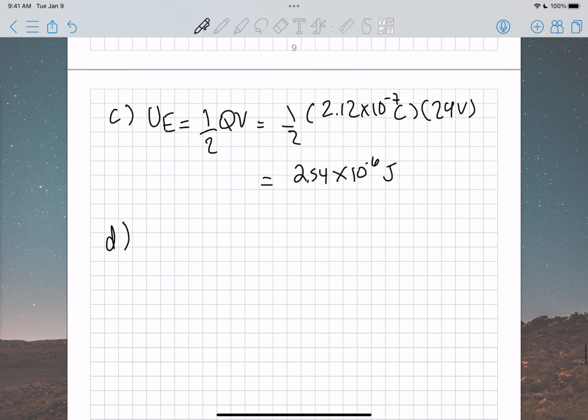One half CV squared should be able to give the same answer as well. Yep. Any other questions about part C? Okay, awesome.